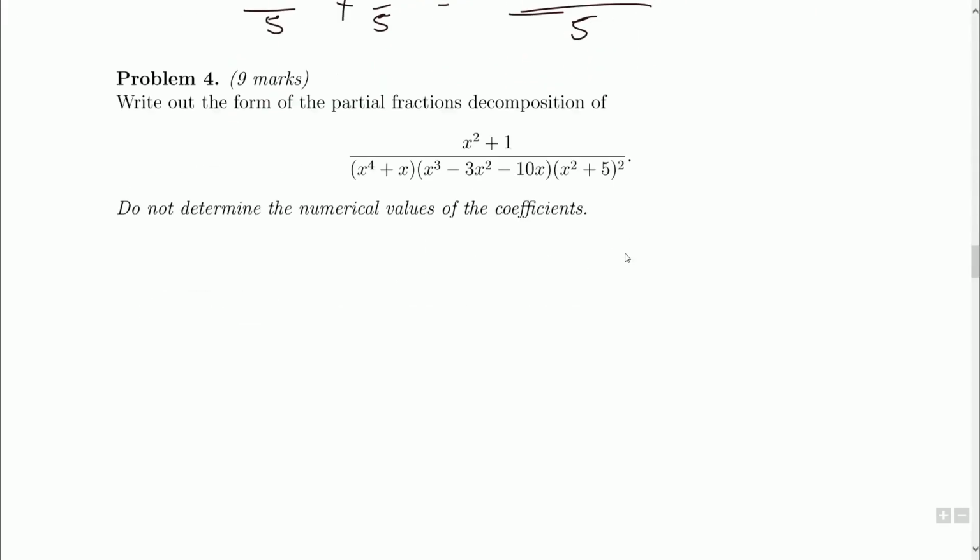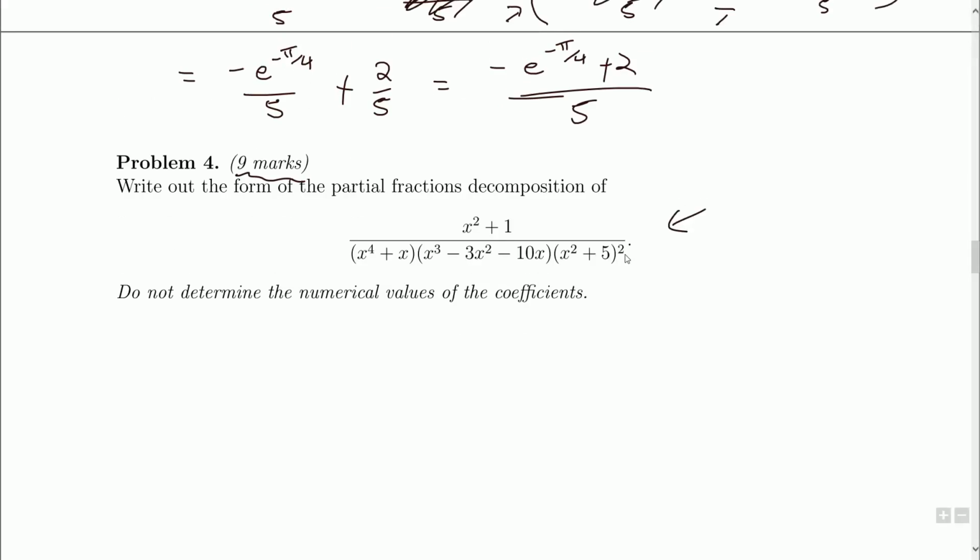Alright, but we're on to question number 4 here. Question 4, 9 marks. Write out the form of the partial fractions decomposition of this scary, scary looking thing. Do not determine the coefficients. Okay? Now, it looks terrifying. It's 9 marks, so you might be really scared that there's a lot to do, but there really isn't.